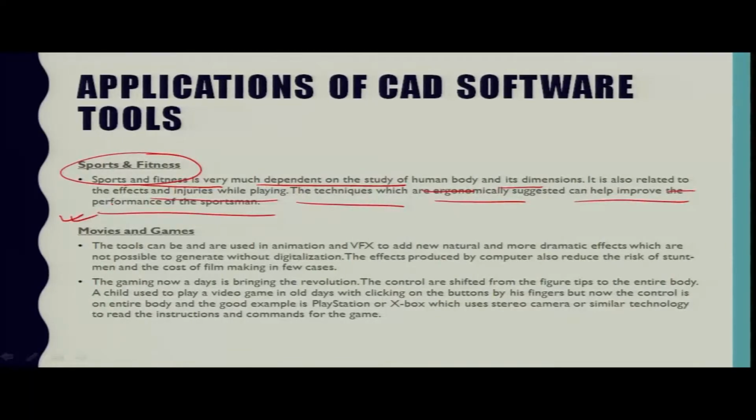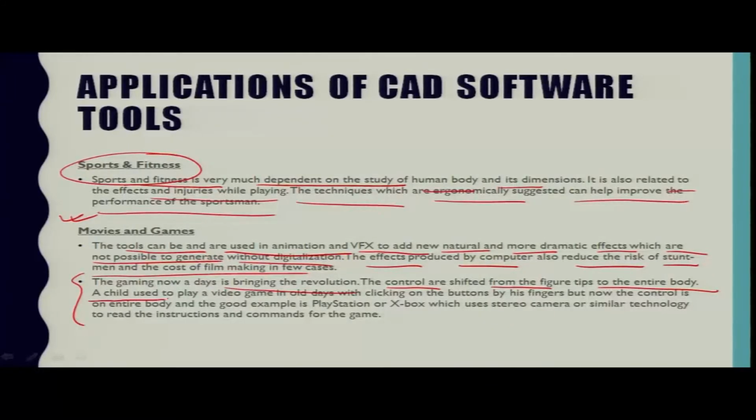Movies and games: tools can be and are used in animation and VFX to add new, natural and more dramatic effects which are not possible to generate without digitalization. The effects produced by computer also reduce the risk to stuntmen and the cost of filmmaking in a few cases. Gaming nowadays is bringing a revolution. The controls are shifted from the fingertips to the entire body.